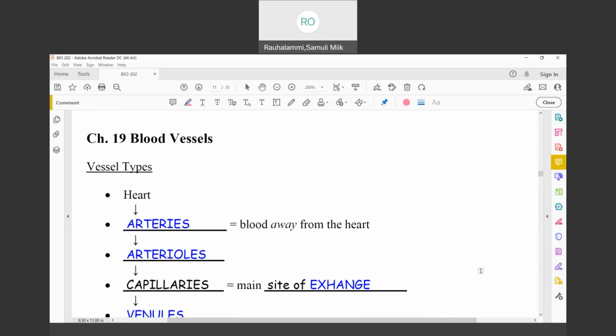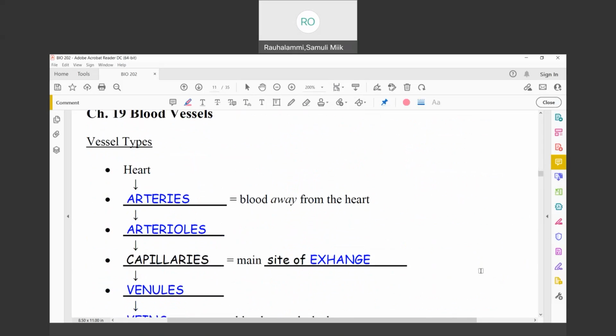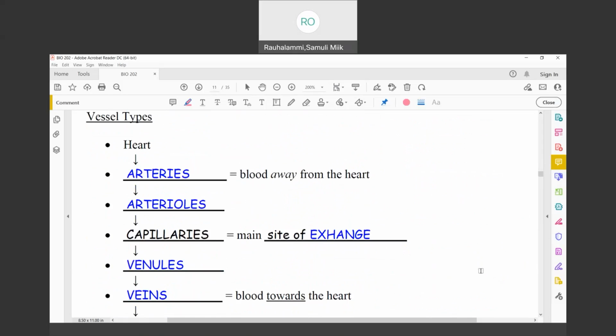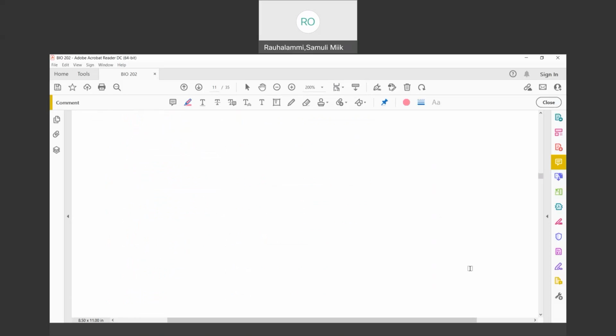In terms of the blood vessels, just in the interest of time, we remember that we had five that we wanted to pay attention to. We're going to move through them in the order as blood leaves the heart. So we have our arteries, arterioles, capillaries, venules, and veins. And remember, the capillaries were the main site of exchange of materials.